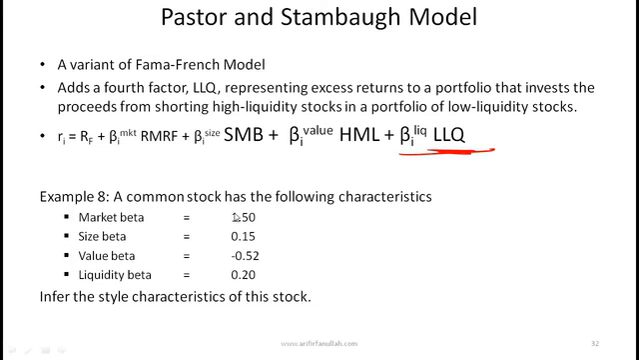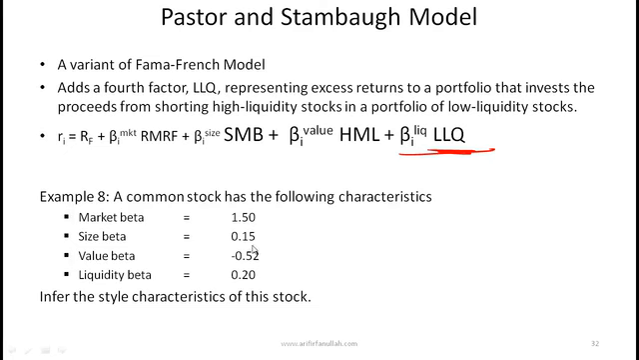So now let's say a stock XYZ has these characteristics. You are given the betas or the sensitivities. So what can you tell about the characteristic? Is this big, small, high market value, liquid, illiquid? So market beta of 1.5, what does this say? So it is riskier than the market. So more volatile than the market.